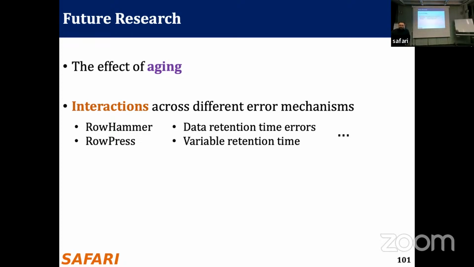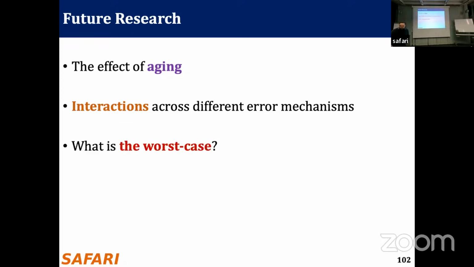So maybe your system is not that vulnerable to RowHammer at some point, and then variable retention time also adds up, and then you are suddenly more vulnerable to RowHammer. Things like this should be investigated more, in my opinion. But there is also another really important question. What is the worst case? We still do not know.